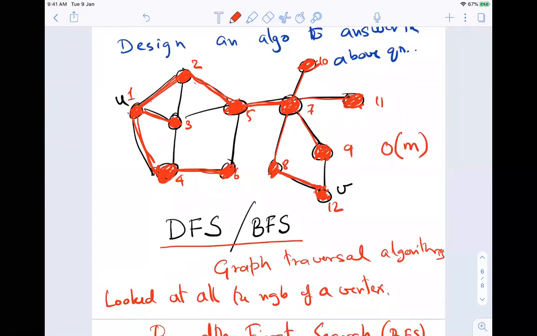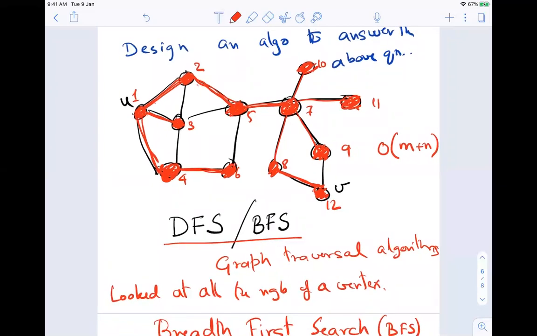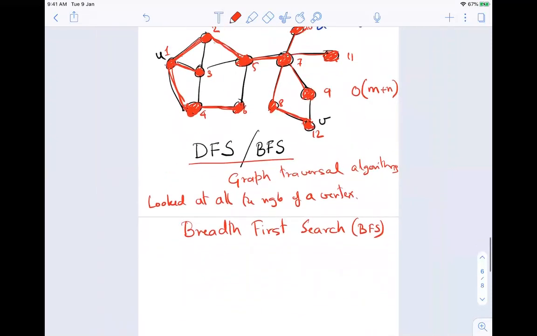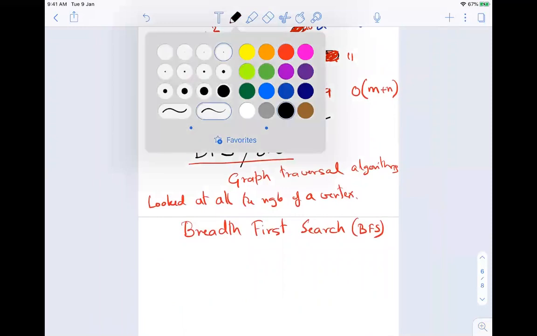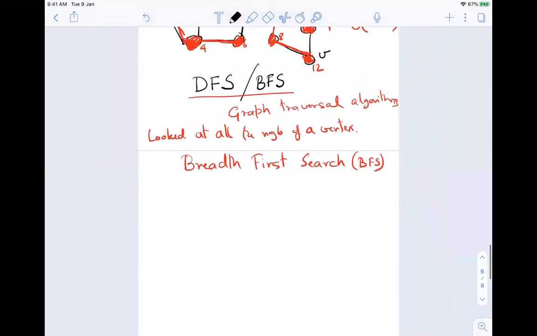Okay, and then there was some kind of a bookkeeping and all those things. So you will see that the total runtime is order m plus n. Okay, so this is one way of doing breadth first search. Okay, now there is another way of doing the same kind of traversal. Now I have to draw the same graph.